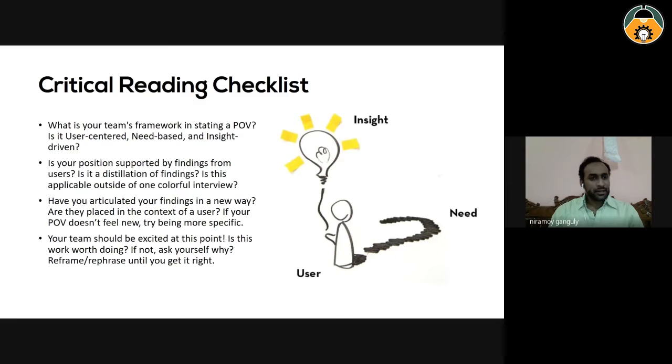So then let's come to a little roadblock called the critical reading checklist. This is where, after you have gained this insight from your sales, from your users, from all your other places, from interviewing drivers and all, you sit down and check whether the framework you're using is correct or not. The insight you're getting, is it actually user centered? Are the needs actually going to be met? Is the insight actually driven?